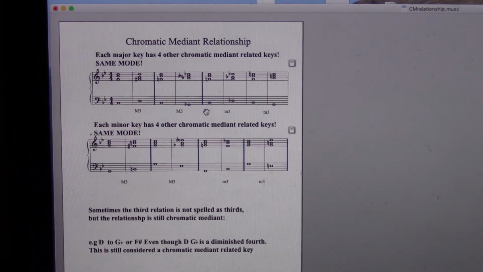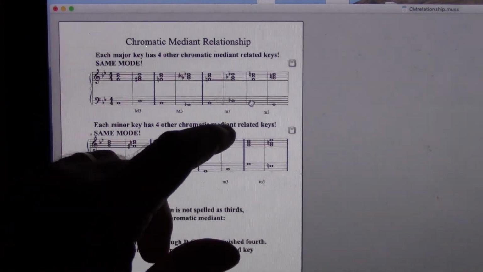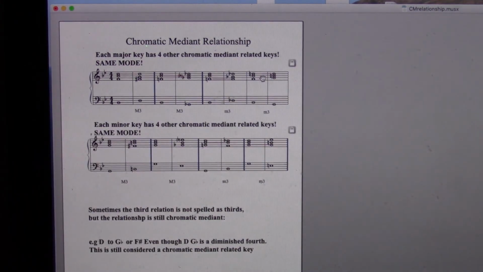In the next one, we go from B flat, now up a minor third, to D flat. And the next one, we're going to go from B flat down to G major, a minor third down. And so you'll notice that the D is the common tone, so each one has one common tone.